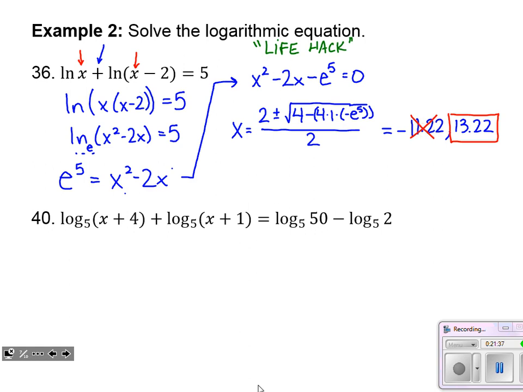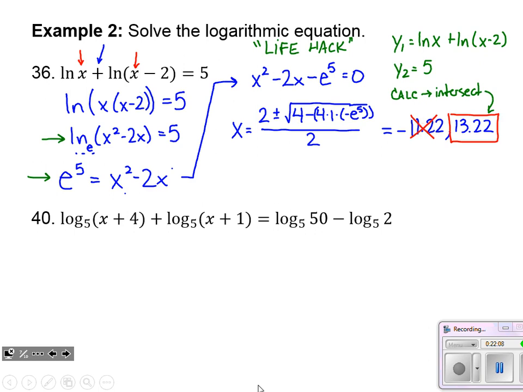Say we get started on this problem and we get to a point where we're like, oh man, I have no idea how to solve this, or maybe we get to this step, I have no idea how to solve that. Well, what we could do is say in our calculator y1 equals natural log x plus natural log of x minus 2, and set y2 equal to 5 and do calc intersect. That would quickly point out this 13.22. That's a really nice last resort, especially on a SAT test or in a test-taking situation. If we don't know how to do it algebraically, the calculator can provide some really good support there. That's why I call it the life hack, really.